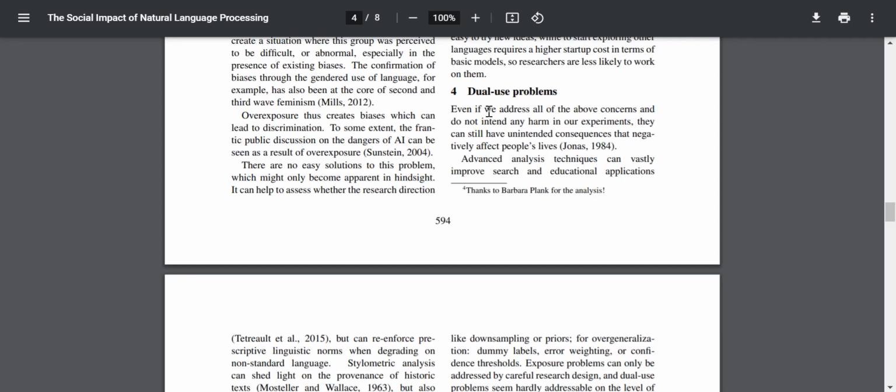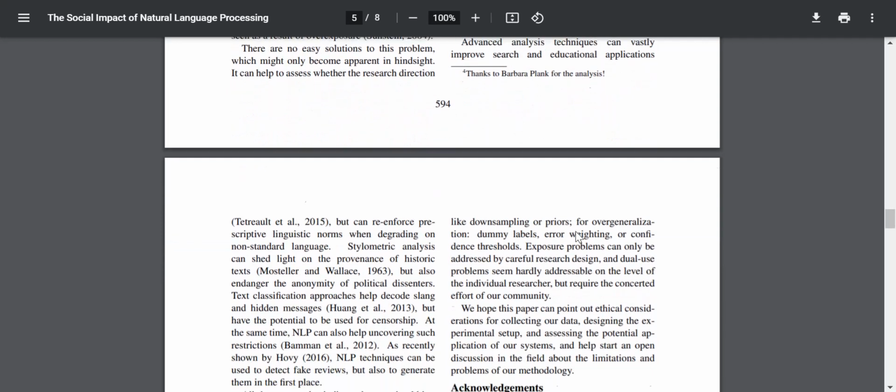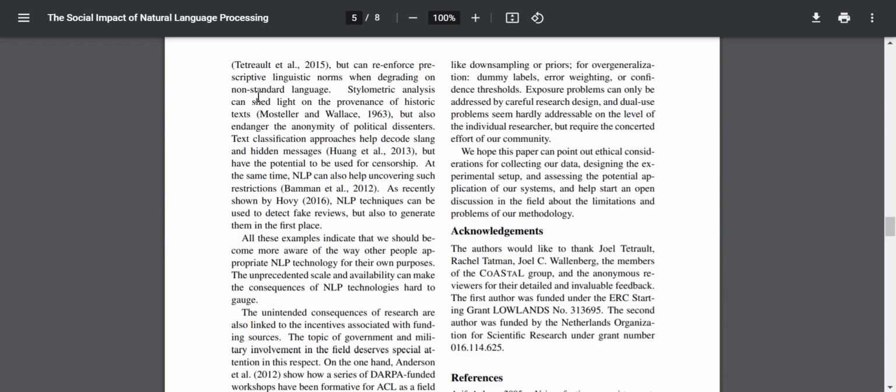Next, we have the dual use problem. Even if we address all of the above concerns and do not intend any harm in our experiments, they can still have unintended effects. Advanced analysis techniques can vastly improve search and educational applications, but can reinforce prescriptive linguistic norms while degrading on non-standard language. So, stylometric analysis can shed light on the provenance of historic texts, but also endanger the anonymity of political dissenters.